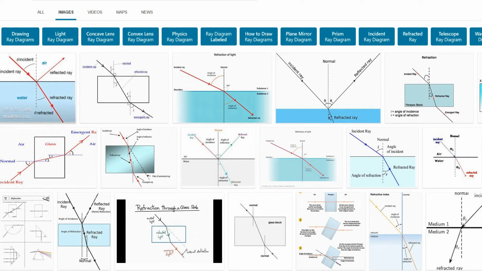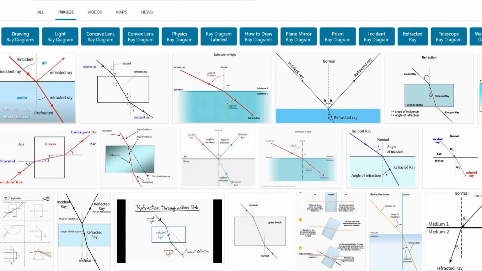See here, the incident light is here. This is the normal and the refracted light is here. So there is a change in the angle. The angle over here is changed here. That change is called the refraction.